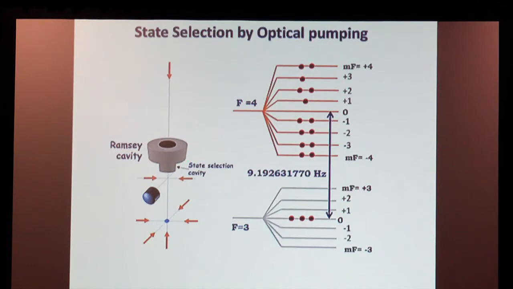And immediately afterwards, we switch off all the rest of the lasers and shine a laser beam from the top, and that blows away all the remaining atoms in the other MF states. So finally, when the atoms go through the Ramsey cavity, you are left with only these atoms, F equal to 3, MF equal to 0, and they are now subjected to the Ramsey interrogation: a pi by 2 pulse on the way up and a pi by 2 pulse on the way down. So that's how we do state selection.